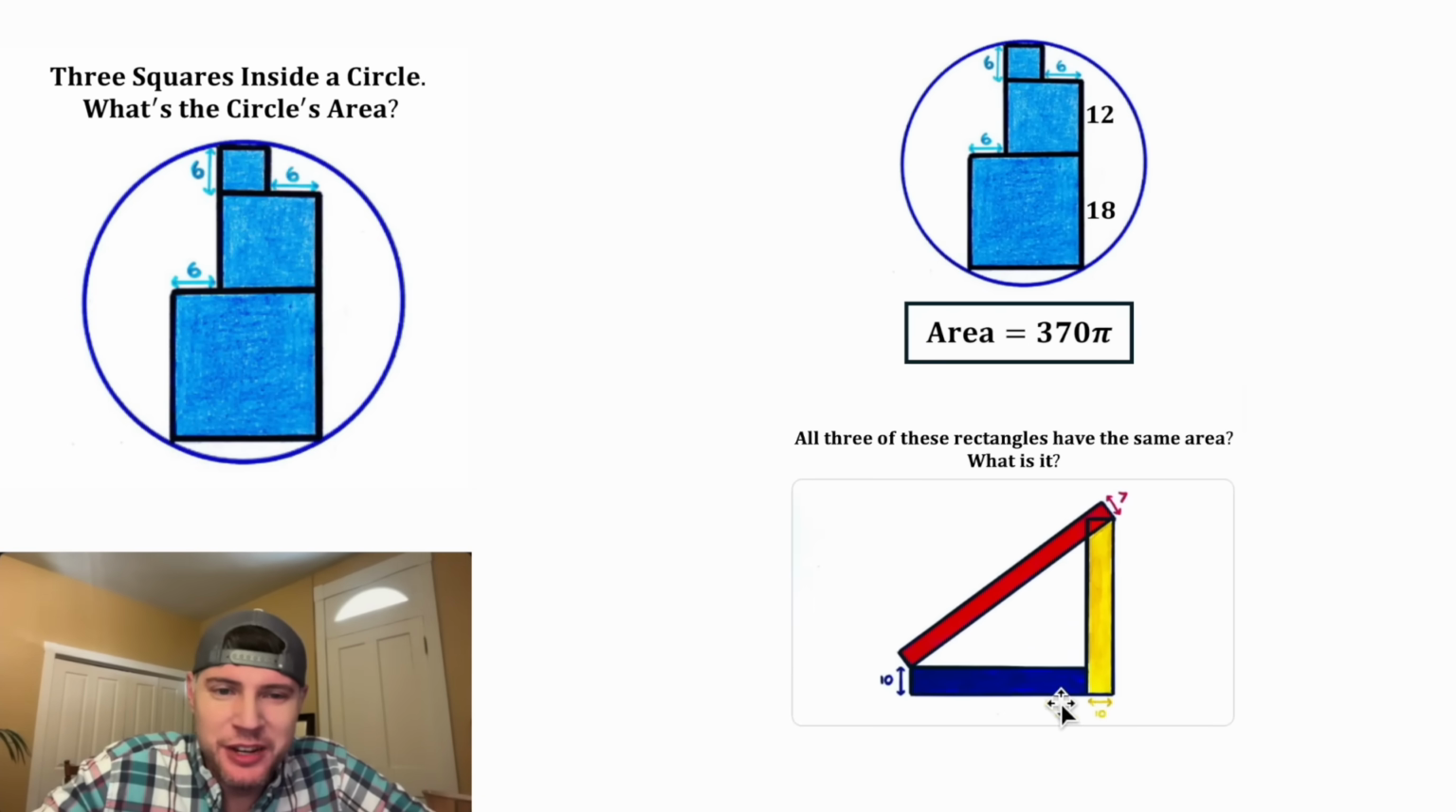We're given 3 rectangles and we're told they all have the same area. And it's asking what is that area? These 2 rectangles have a height of 10 and this one has a height of 7. This looks like a fun one. How exciting.